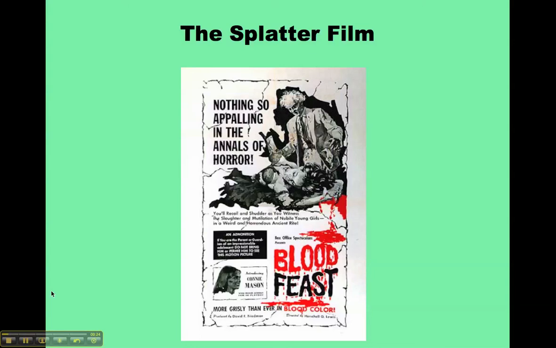You know, nothing so appalling in the annals of horror. It's got numerous blurbs about people young and impressionable should not be brought to the theater. And also, you have the blood red Blood Feast title at the bottom. And of course, a blurb for Connie Mason, the Playboy Playmate, who is an actress in it. This is an awesome poster. But the movie itself is a piece of crap.